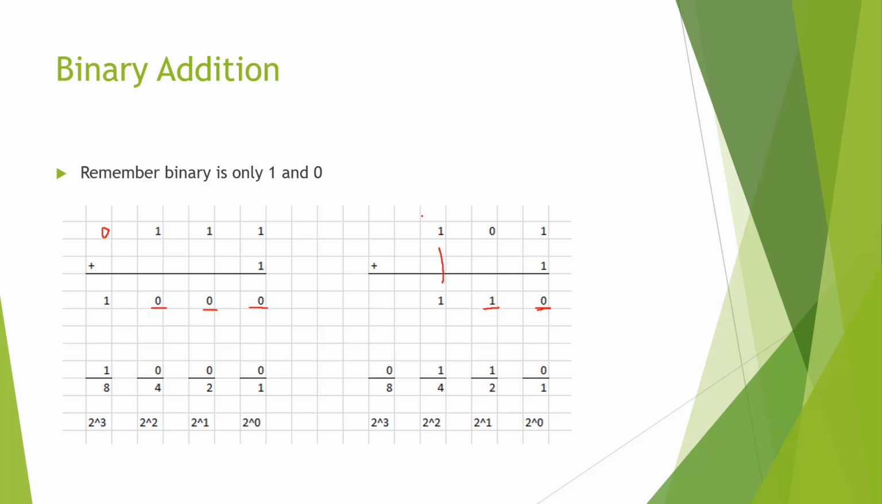Again, we can always double check this by looking at the whole number, converting it to decimal. 1, 0, 1 in binary is actually 5 in decimal. 5 decimal plus 1 decimal equals 6 decimal, and that's what we have if we break it down into binary. So we can always double check our math.